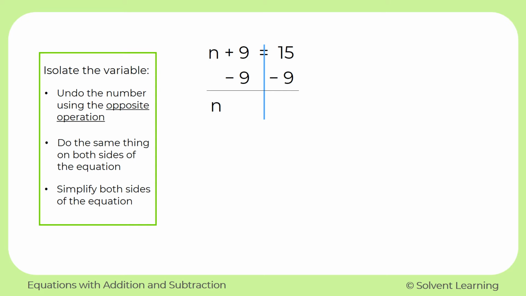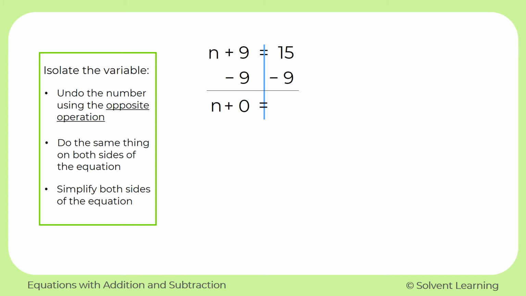But we have the plus 9 and minus 9. Those are like terms. They're just numbers. They're constants. So we can combine them together. So when I add a plus 9 and a minus 9, they just become 0. So I can just write that as plus 0. So that left side just becomes n plus 0.